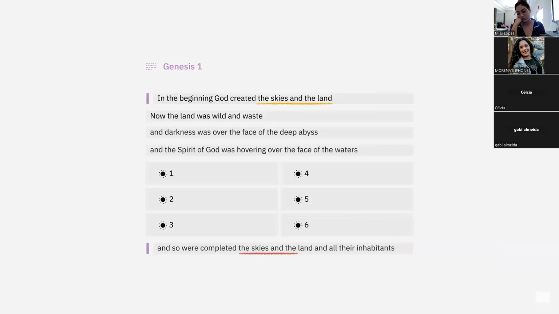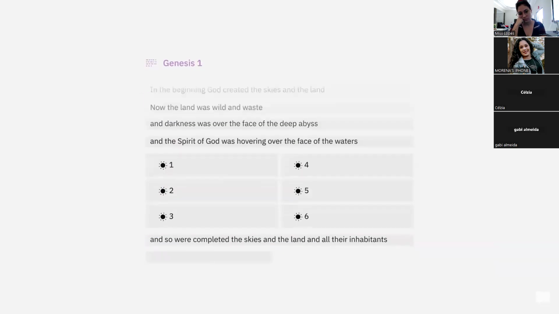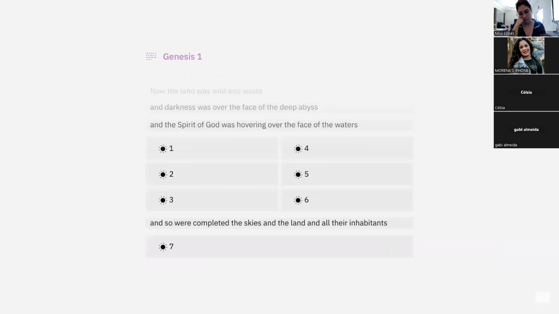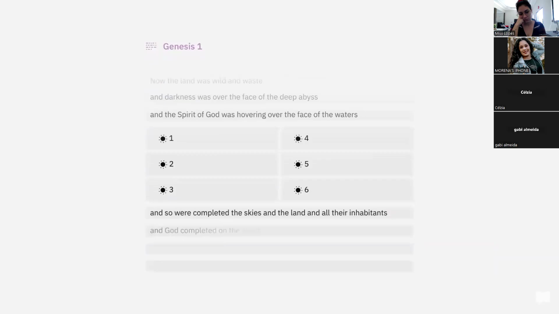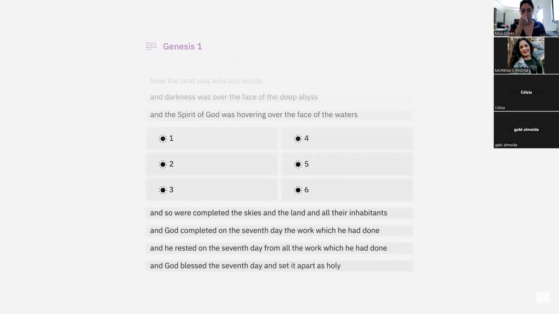And so were completed the skies and the land and all their inhabitants. Except there's one more day. It stands outside the pattern of days 1 through 6. It's the big climax. And God completed on the 7th day the work which he had done. And he rested on the 7th day from all the work which he had done. And God blessed the 7th day and set it apart as holy. So God rests on the 7th day.